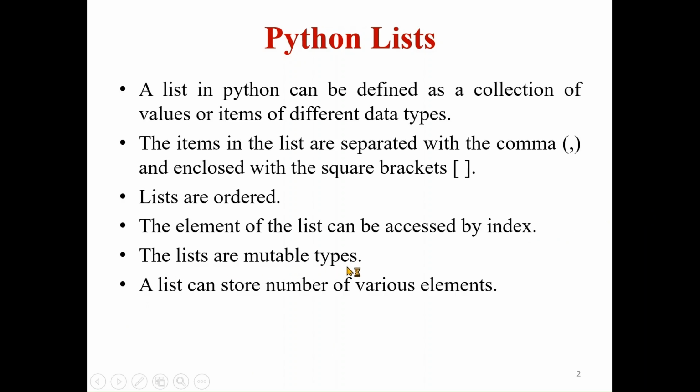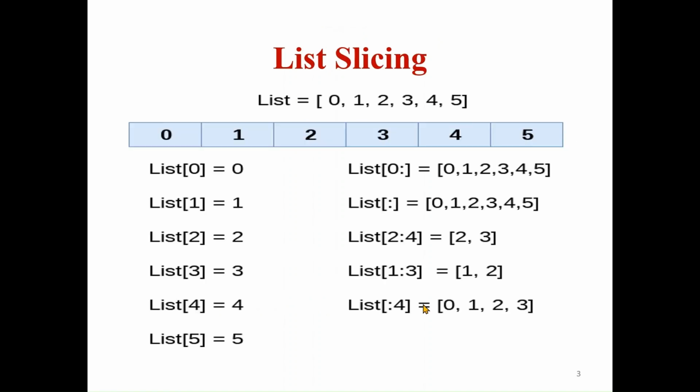Now lists are mutable types. Mutable means we can modify a list. That means we can add a few elements, remove elements, or modify and change the existing elements. That is possible, so that is called mutable. A list can store a number of various elements, so as I said, different types of data elements can be stored in a list.